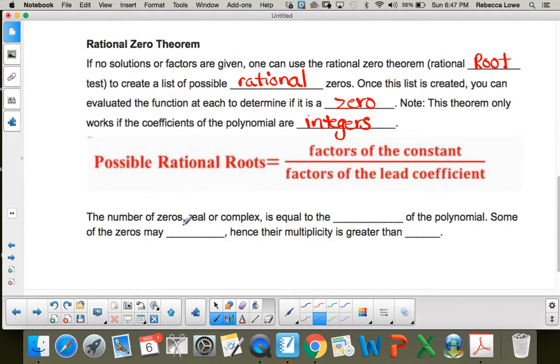The number of zeros, real or complex, is equal to the degree of the polynomial. Some of the zeros may repeat, hence their multiplicity is greater than 1, but you're still going to have that number of roots. In our next example, I'm going to show you how to find the possible zeros, then we're going to test them, and then we're going to be able to write the polynomial as a product of its factors.